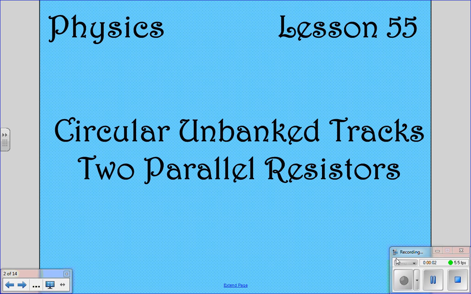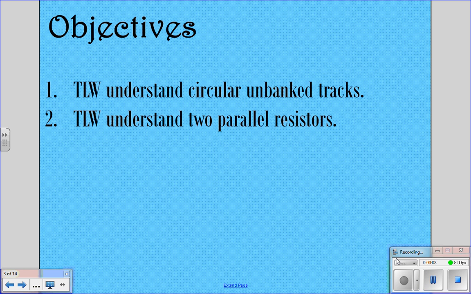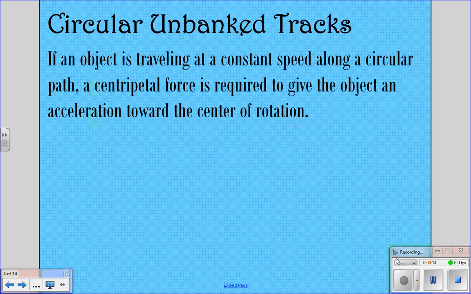Alright, so today we're looking at lesson 55, circular unbanked tracks and two parallel resistors. Hopefully after this lesson you'll understand circular unbanked tracks and two parallel resistors. We remember if we have an object that's traveling at a constant speed along a circular path, a centripetal force is required to give the object an acceleration towards the center of rotation.